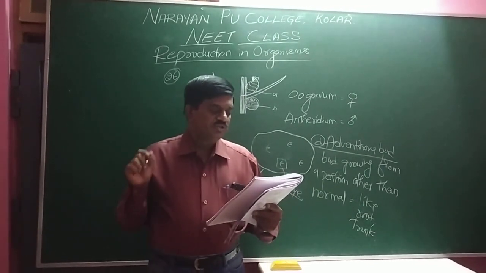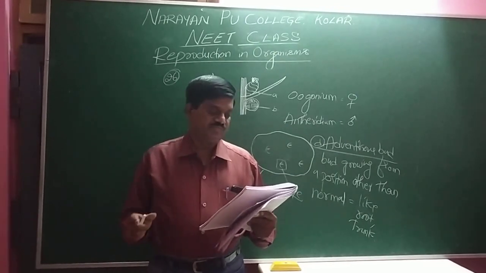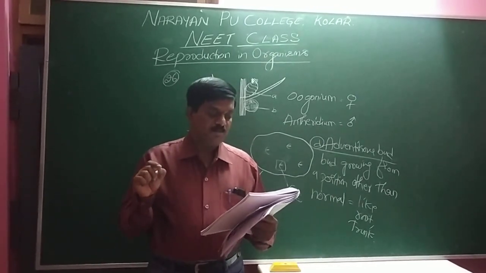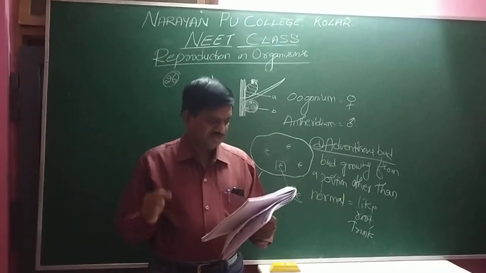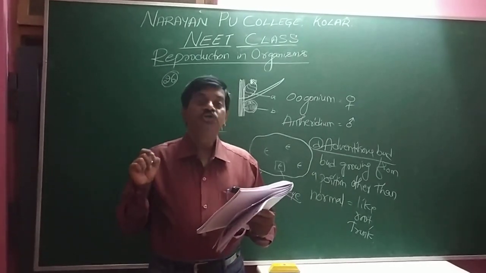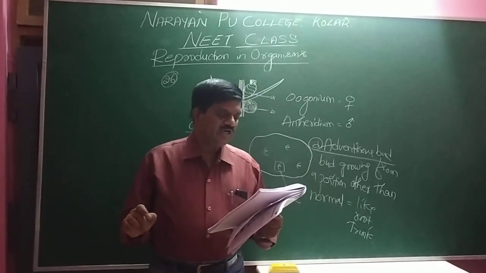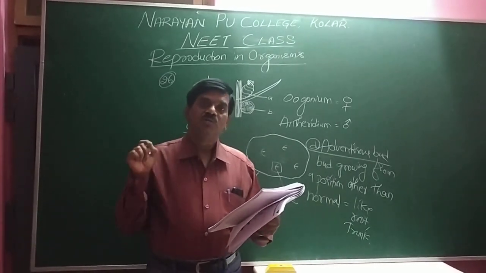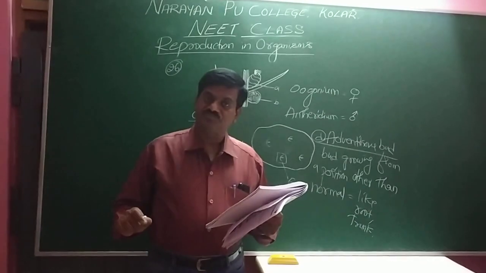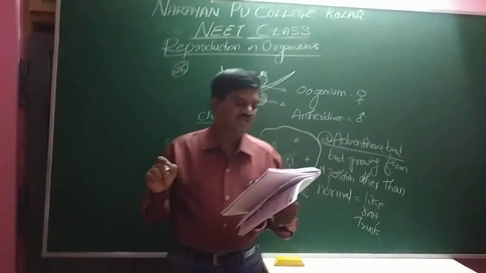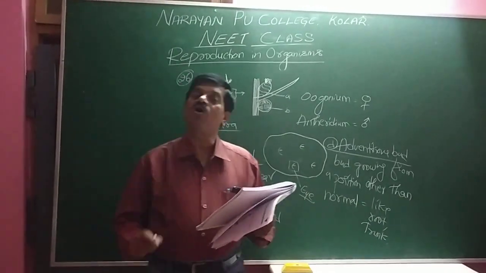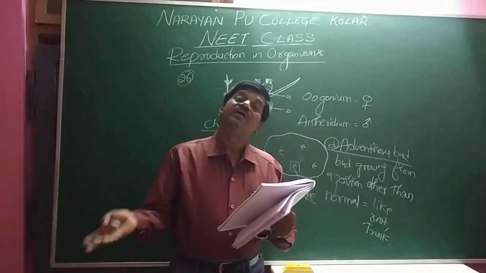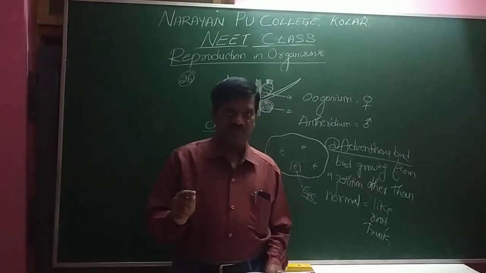Find out the wrong matched pair. I read out the first option. The first one, tuber, potato. Yes, this is right, because stem tuber, potato is the right option. Second one, leaf bud, banana. So this is wrong. Leaf bud, the right matching is bryophyllum.